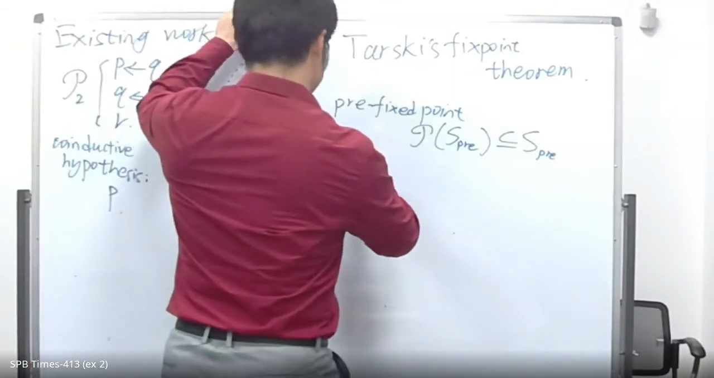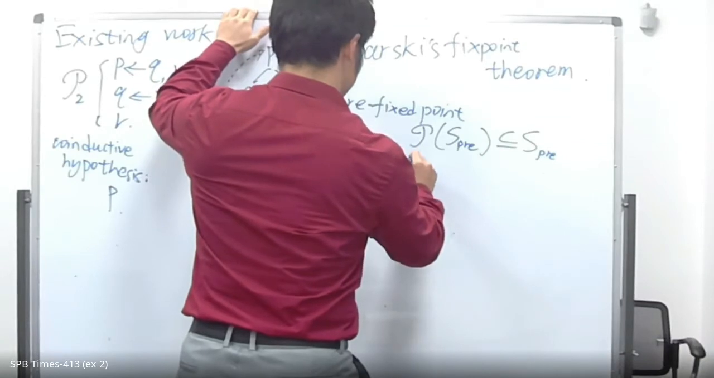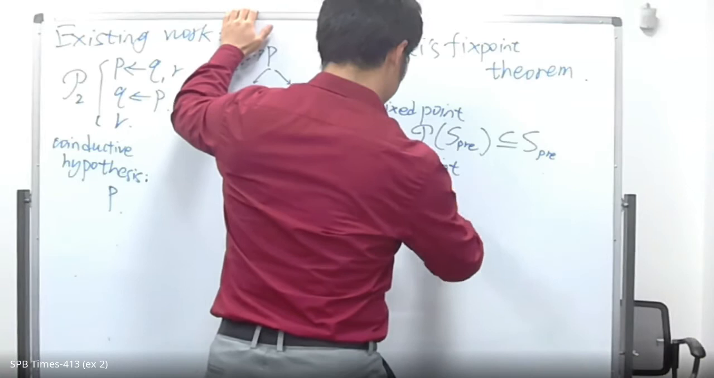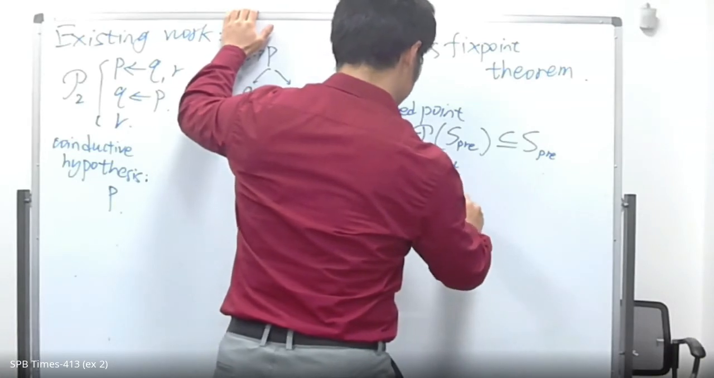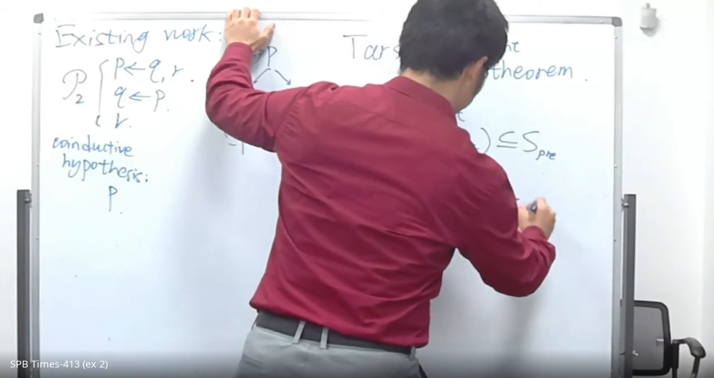And it's also a postfixed point. And that is S as post: S is a subset of or equal to the result of applying the operator to the set.